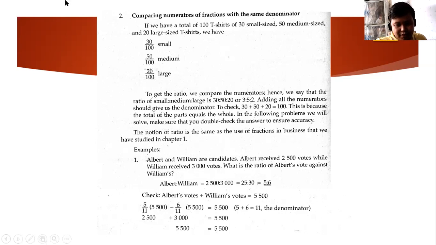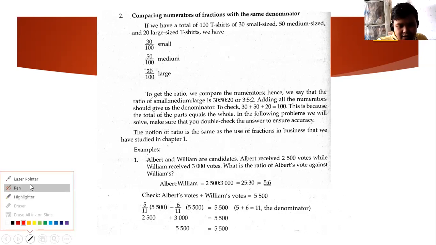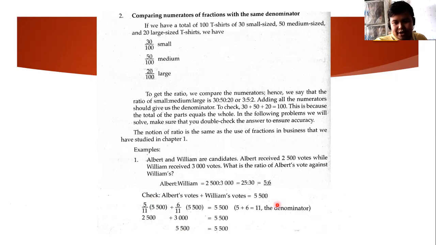That is how to find the ratio. So 5 over 11 plus 6 over 11, 2,500 and 3,000 equals 5,500. So 5 plus 6 is 11.